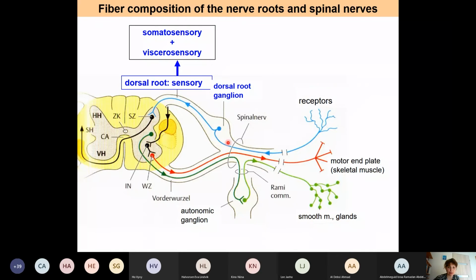And if you follow this blue line, so please switch off the microphones. Someone has switched it on.